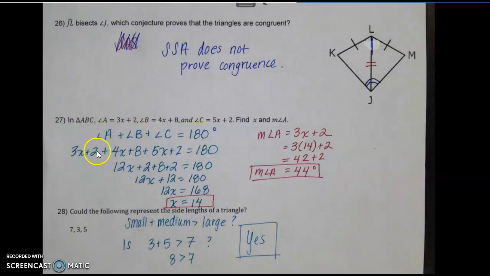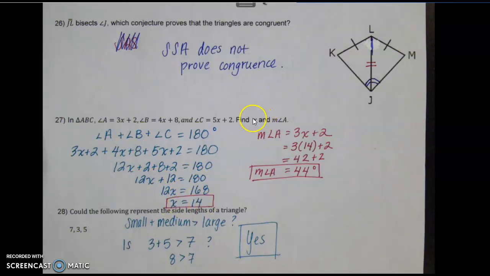A is 3x plus 2. B is 4x plus 8. C is 5x plus 2. I add all of those up, combine my like terms, and I get 12x. And then I combine my whole numbers. 12x plus 12 equals 180. X is equal to 14.